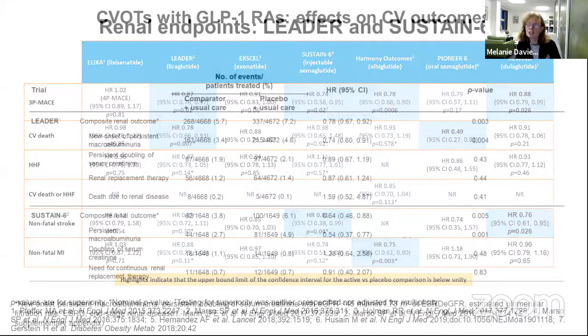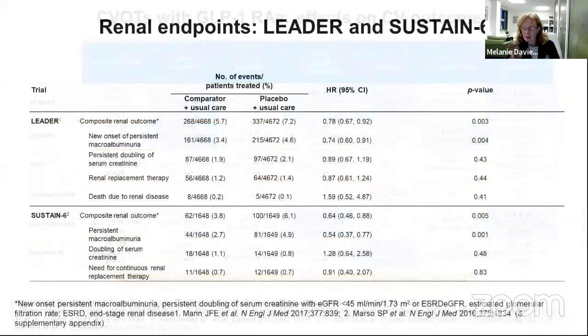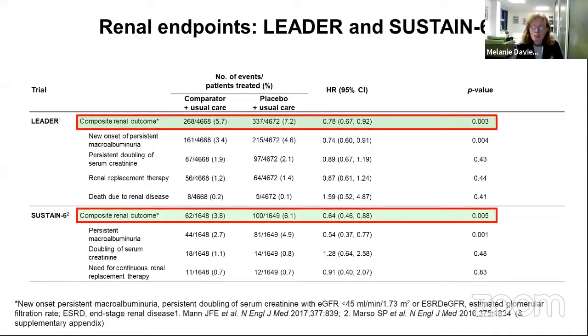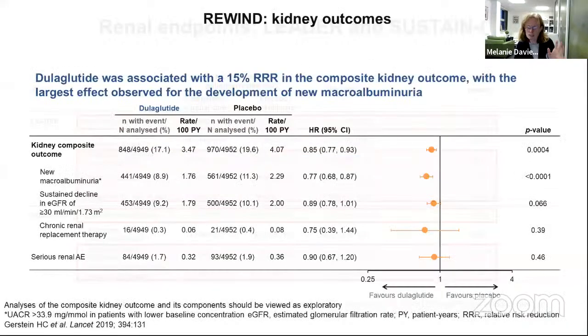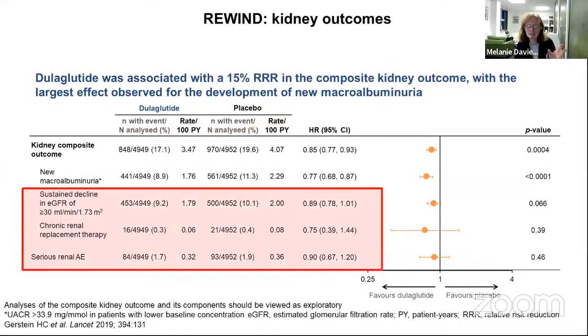So fairly convincing data with some of the agents in terms of MACE, and even in people with multiple risk factors from the REWIND trial. But if we look at the renal endpoints, although the composite renal endpoint was reduced, it was pretty much explained by a reduction in proteinuria. So you don't see the impact on the really hard renal endpoints that you see with the SGLT2s, and that was similar to REWIND with dulaglutide to a certain extent.